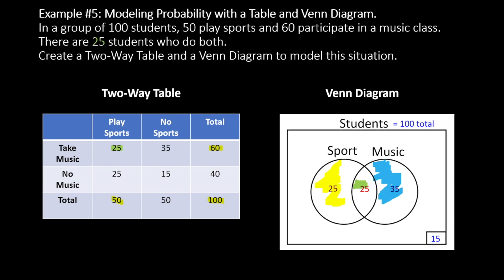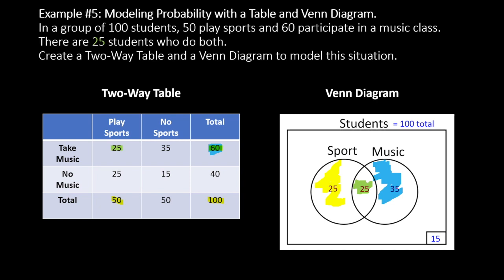And then we also have 60 students who take music. I should have made that blue up here probably, but there we go, blue. So we have 60 students total who take music, and so we have to subtract out the 25 of them who we've already counted here who take music and play a sport. So together, these are going to add up to the total of 60.